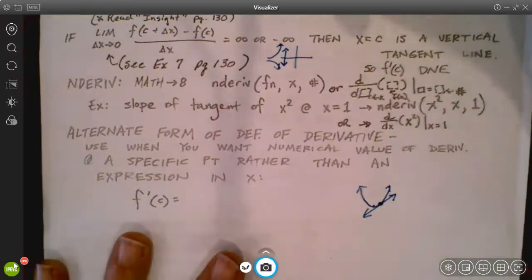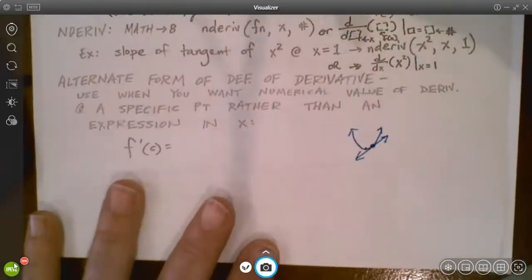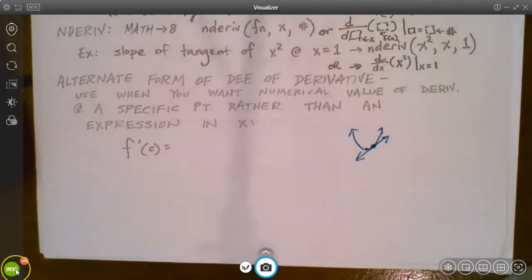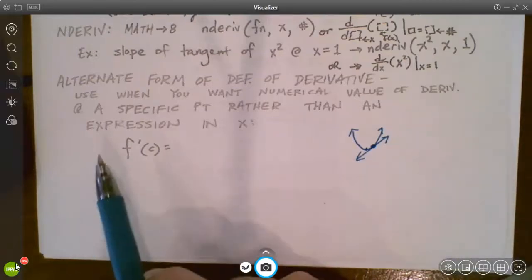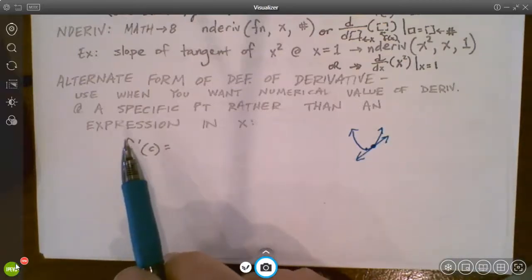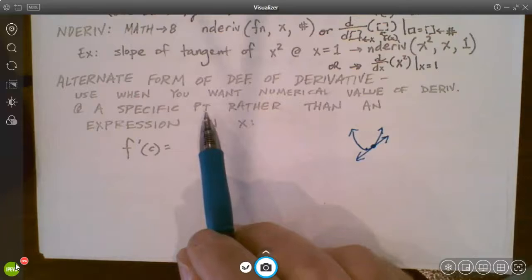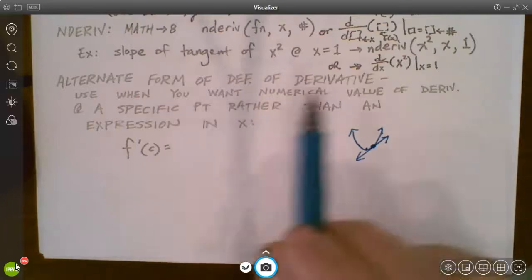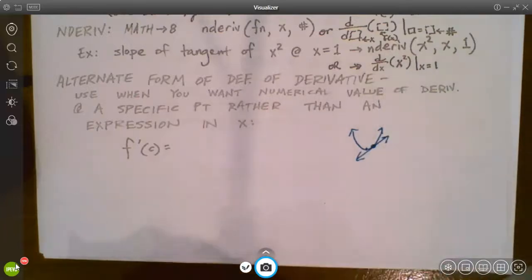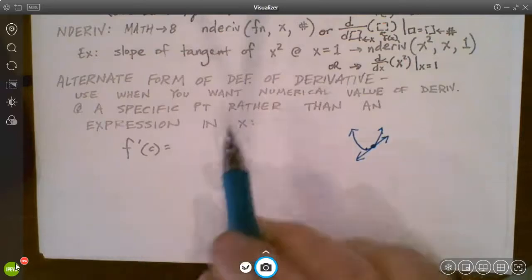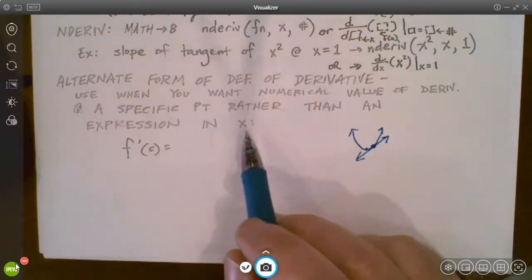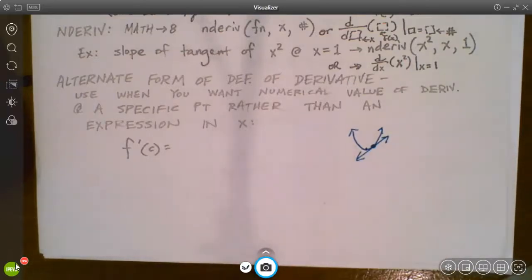Let me go on down to this one. So, the alternative form of the definition of a derivative. This is one that we would use when we're looking for the slope or the derivative at a specific point, and we just want the numerical slope. Pretty much just like the one that we just found where we said our slope was 2. So we want that rather than an expression in terms of x. The expression in terms of x would get us multiple slopes for whatever x represented, right?